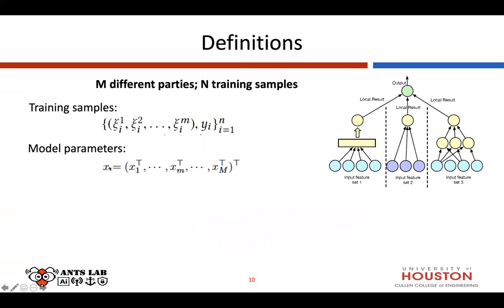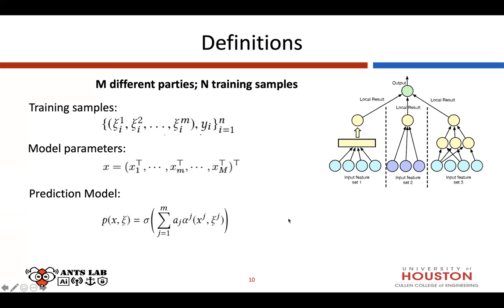And we use the vector x to represent the model parameters. So xm is the local model parameters in party m. And the goal of machine learning is to find a model P with parameters x that, given an input data sample z, can predict its label y by minimizing the loss between the model prediction and its corresponding label over all training data samples.